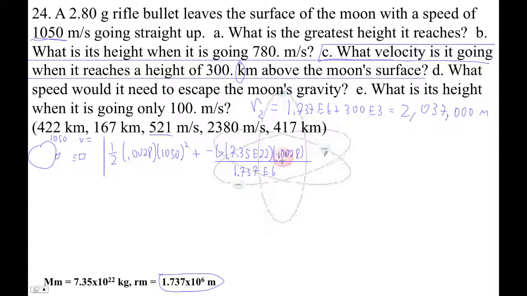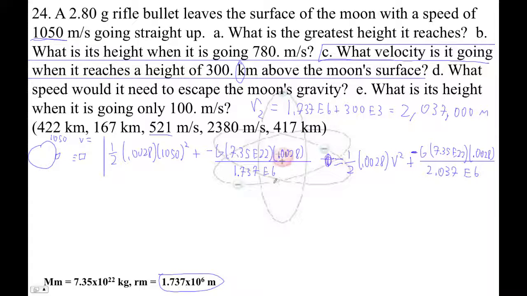Now when it's 300 kilometers above the surface of the moon, this is going to equal 1/2 times 0.0028 times some unknown velocity squared, plus the opposite of G times 7.35 E22 times 0.0028, divided by our new radius. When we are 300 kilometers above the moon's surface, we are 300 kilometers plus the radius of the moon from its center. So 2.037 E6. Notice that the R's are not squared. Notice that the gravitational potential terms are negative.